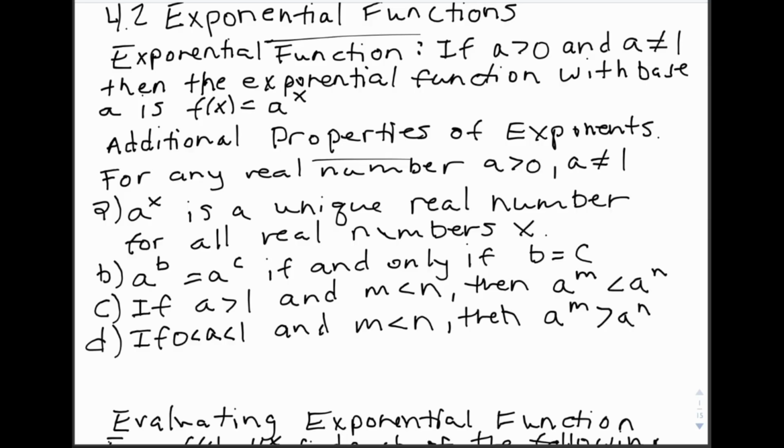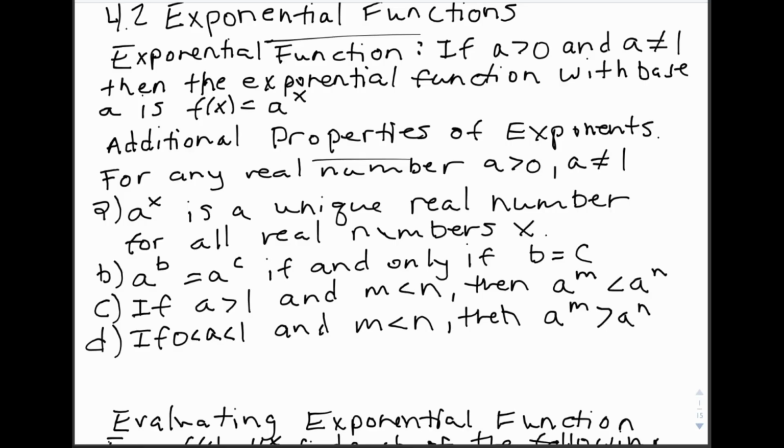First, for any real number a greater than 0 and a is not equal to 1, we have 4 of these different types of properties. For our first one, a raised to the x is a unique real number for all real numbers x. Our second part, a raised to the b is equal to a raised to the c if and only if b is equal to c.